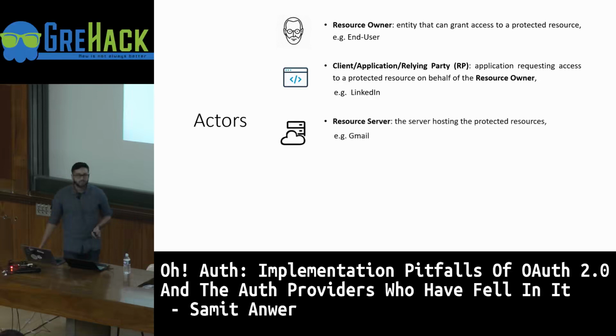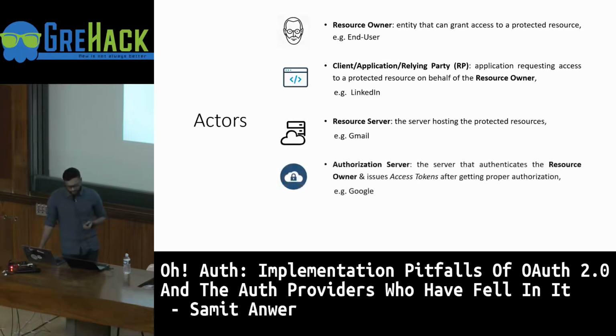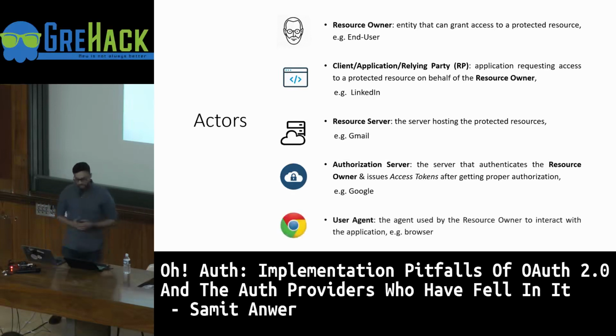Then we have the resource server, which is the server which hosts the resources of the end user. This was Gmail in our case. The authorization server is the entity that is responsible for authenticating the user and prompting for authorization. And once the end user grants that authorization, the auth server is responsible for generating the access tokens and sending it back to the client or the application, the relying party. And this was Google in our case. Finally, the user agent, this is nothing but the browser.